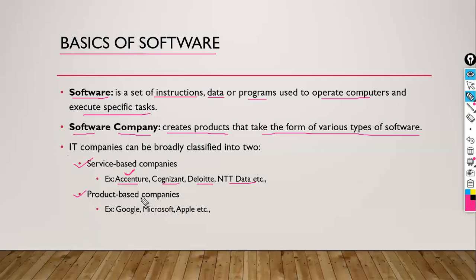Another type is the product-based company. Product-based companies have their own products, like Google, Microsoft, Apple. These are all product-based companies. They release their own products, and all the other members, those who are not in the software field, use their products. General people like us use their products and get benefit out of them. Those are product-based companies.